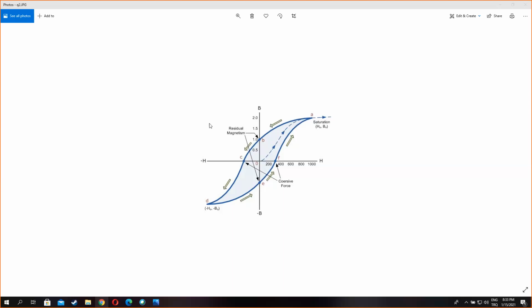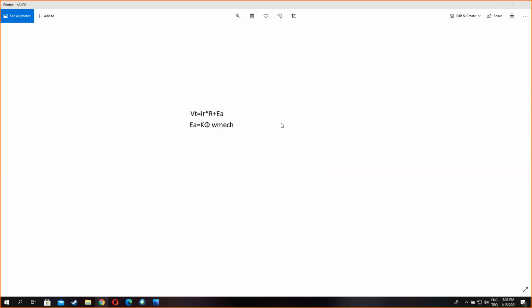This can be seen from this graph too. When H is equal to 0, there is some B, and that B is called residual magnetism. Due to that, there will be induced voltage when the armature rotates. Let me move to experiment 5.